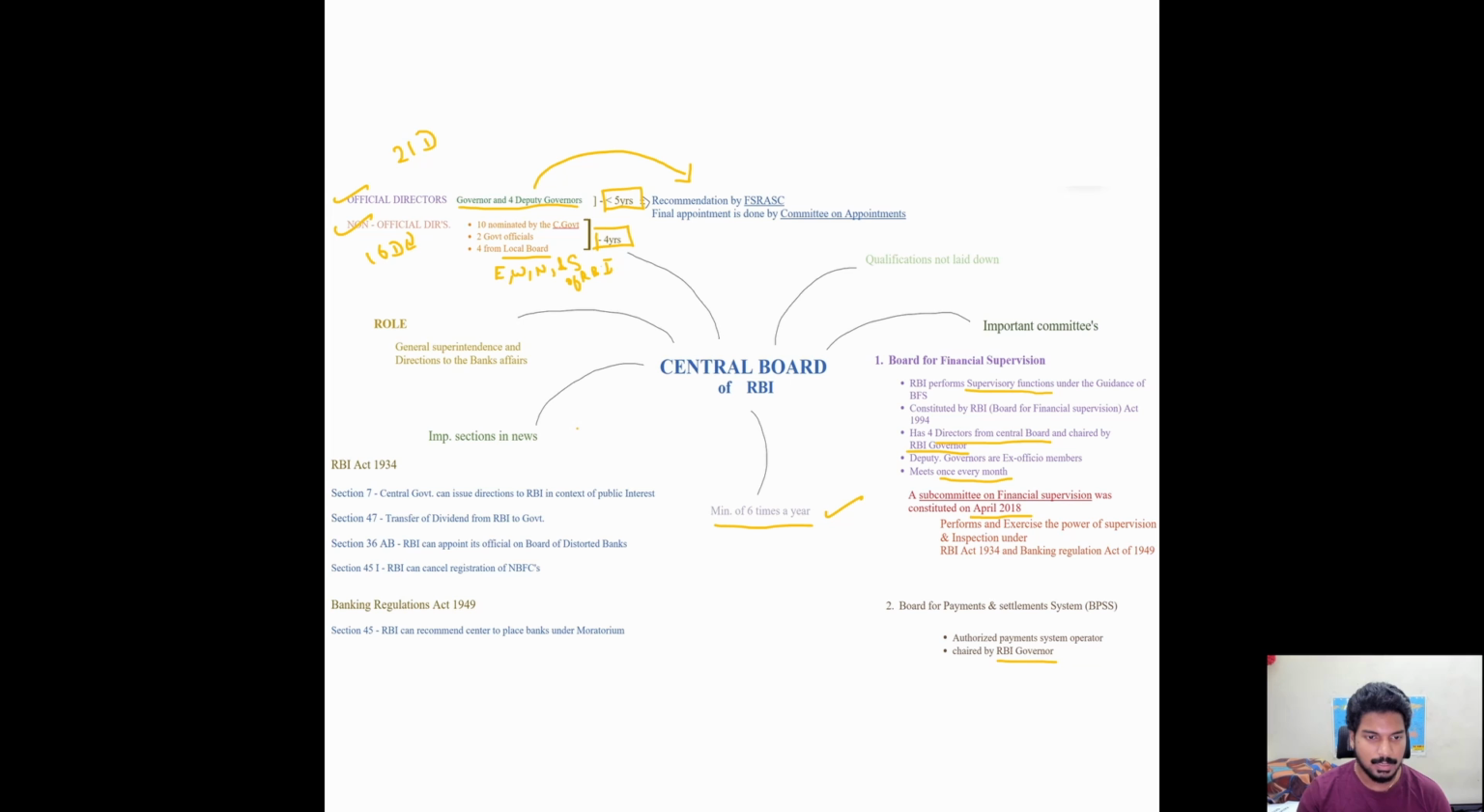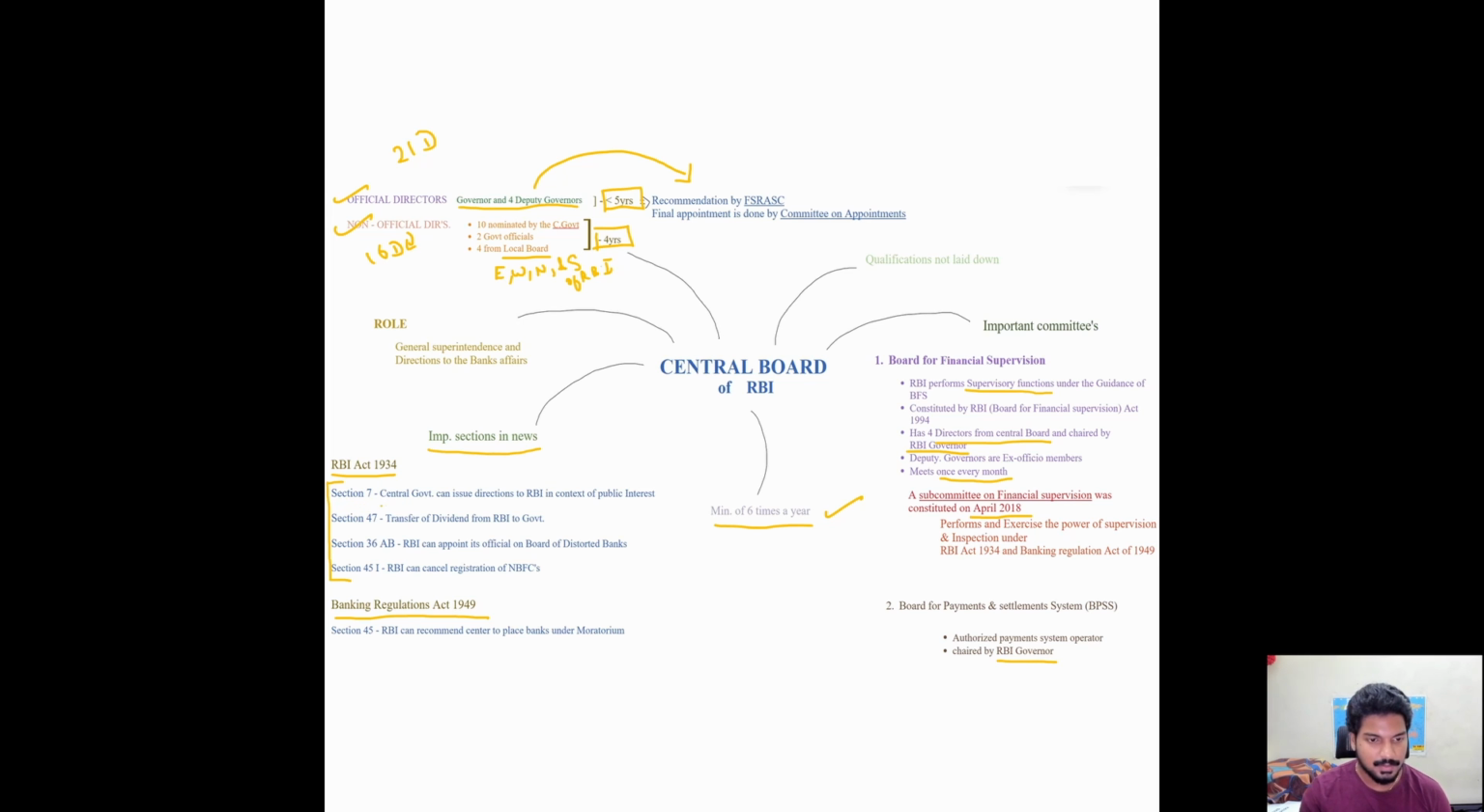Then let us look into the important sections in the news. This is a heading inspired by current affairs. Under it we have the RBI Act of 1934 and the Banking Regulation Act of 1949. These sections automatically become important because they were in current affairs, in newspapers or in articles. So let us look into it.